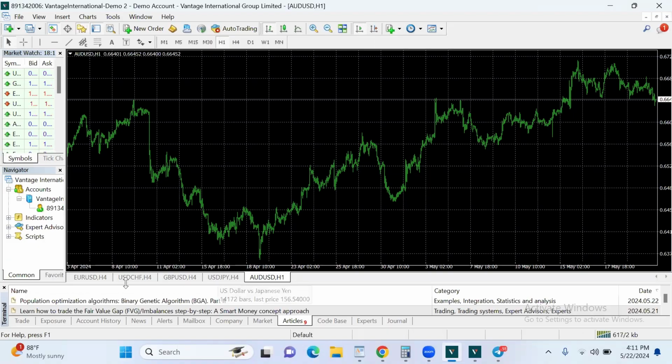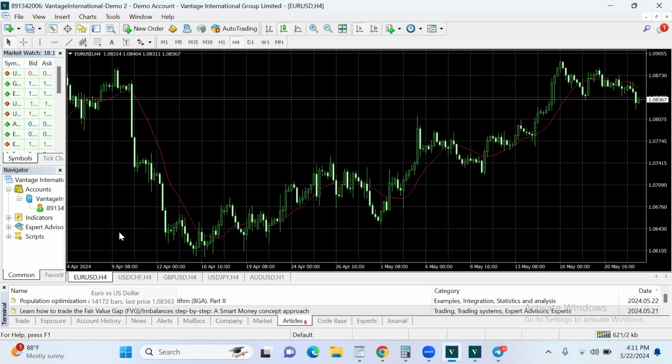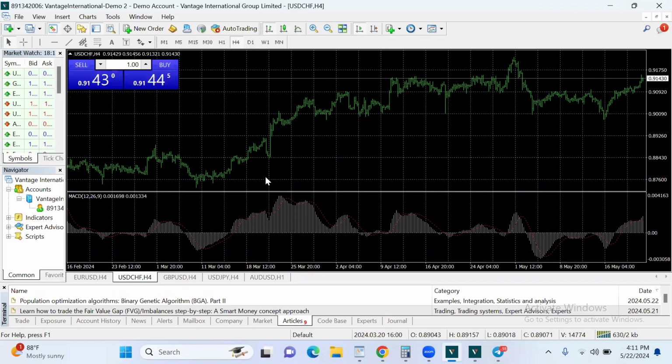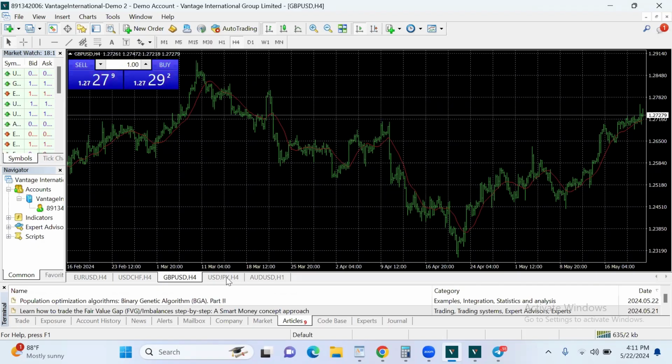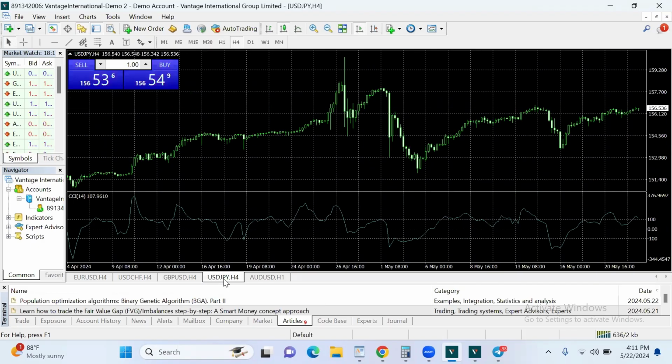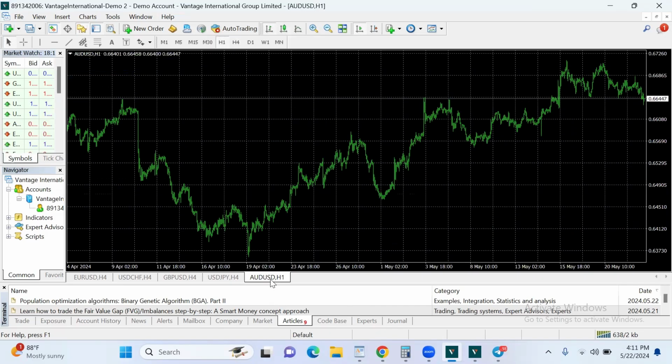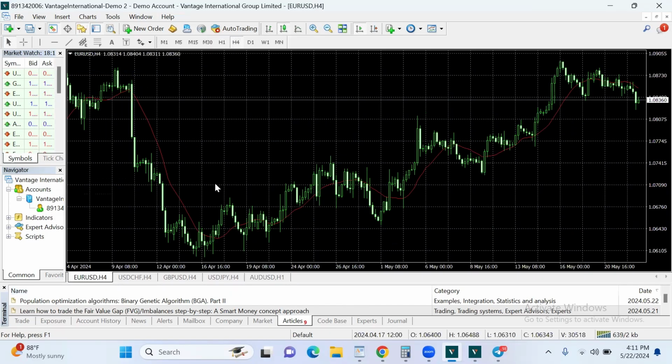You can now see at the bottom of the screen the charts that are available. We have Euro USD. When you click on that, it takes you to Euro USD. The next one is USD CHF. Click on that, and it takes you to a USD CHF chart. GBP USD is the next one. You click on that. USD JPY is the next one. AUD USD is the next one. So these are the different charts we have right now.